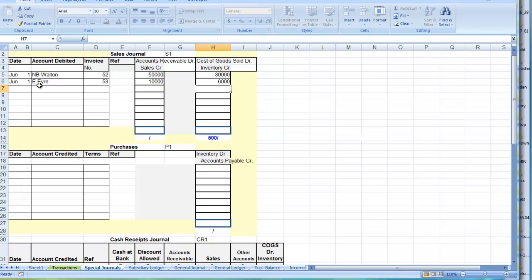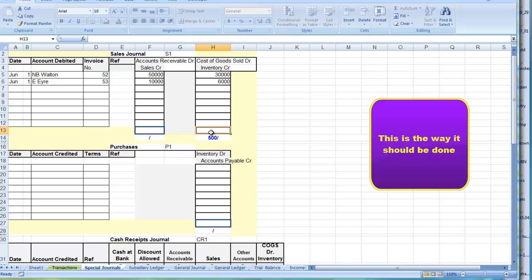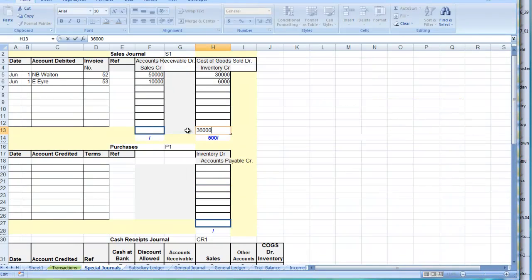Now we go through all of those and we put all our entries in, and here there's space for 8, but you know there could be hundreds, and then we total that up, and so here we've only got 2, that's 36,000, and we have total in this column of 60,000. So when we do our posting, we just post the totals.